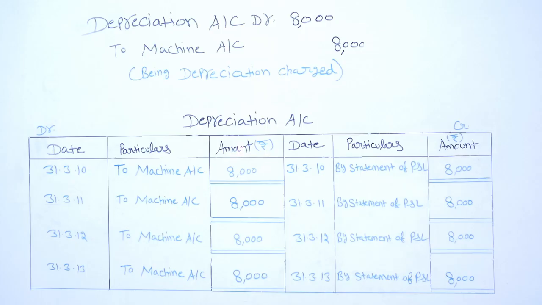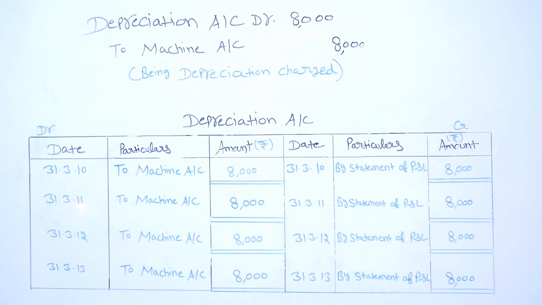We are making the depreciation account. The depreciation entry is depreciation account debit to machine account 8,000, being depreciation charged. If we have to do ledger posting of the depreciation account, then we will write to machine account on the debit side of the depreciation account. So 31st March 2010, to machine account 8,000, and we close the depreciation account with the statement of profit and loss account on 31st March 2010, by statement of profit and loss account 8,000. In this way we will do it for all the years.